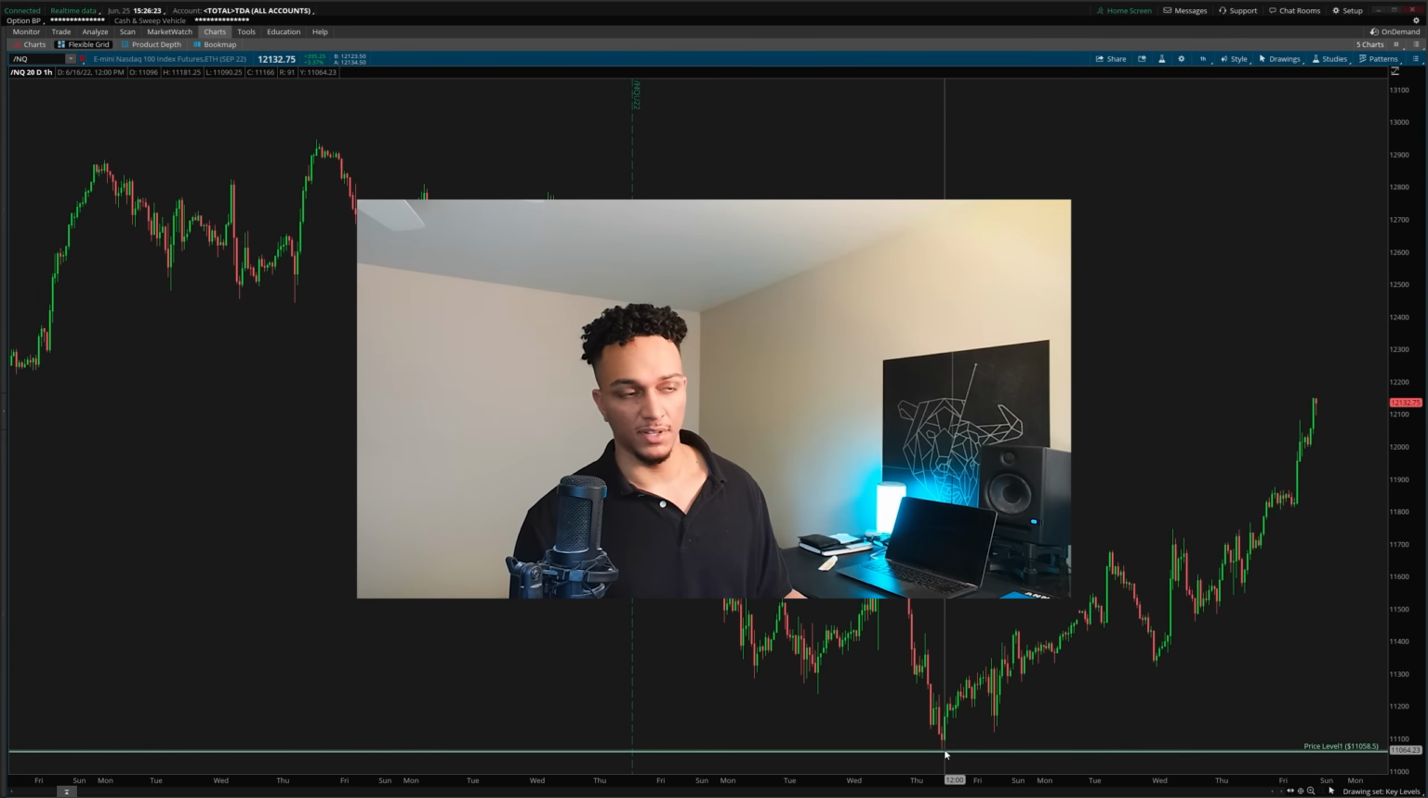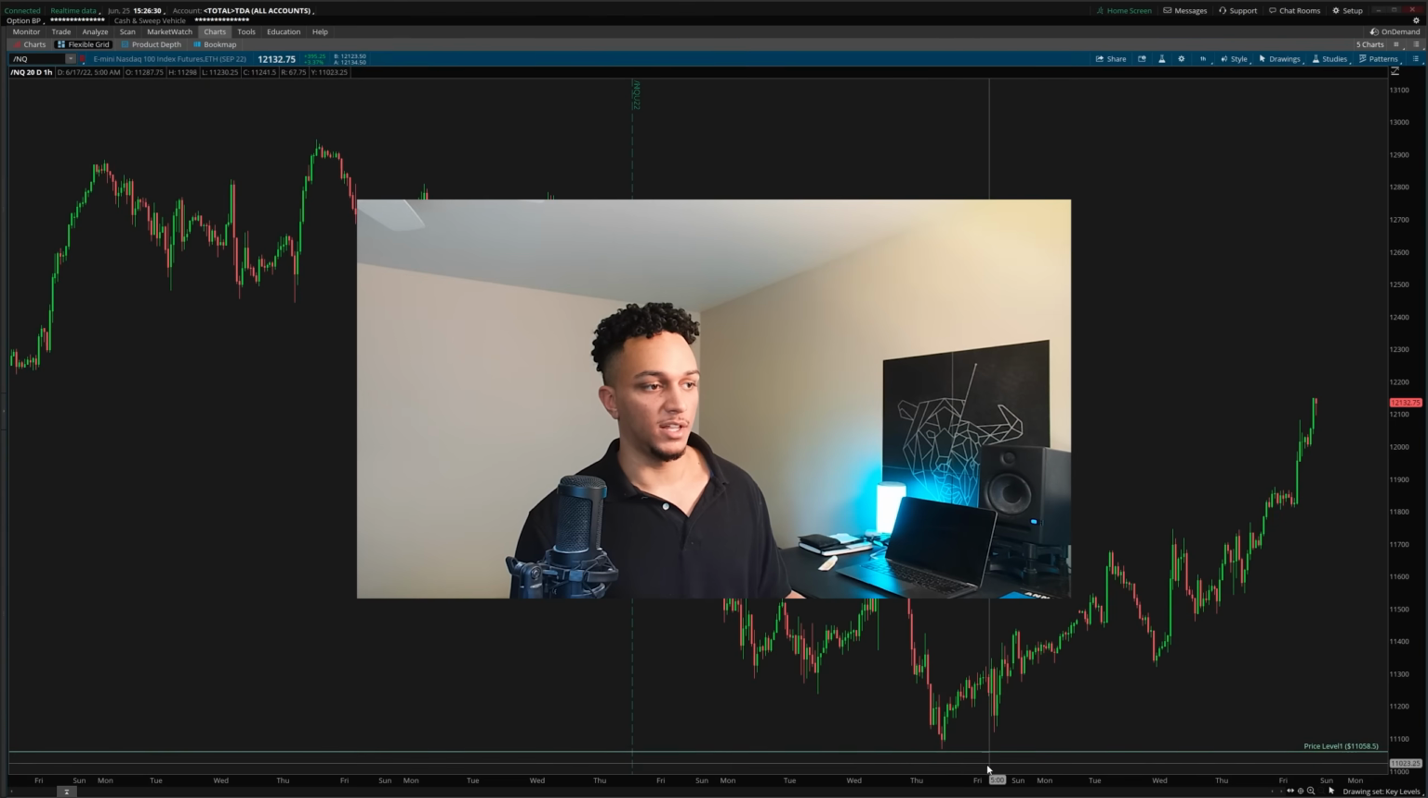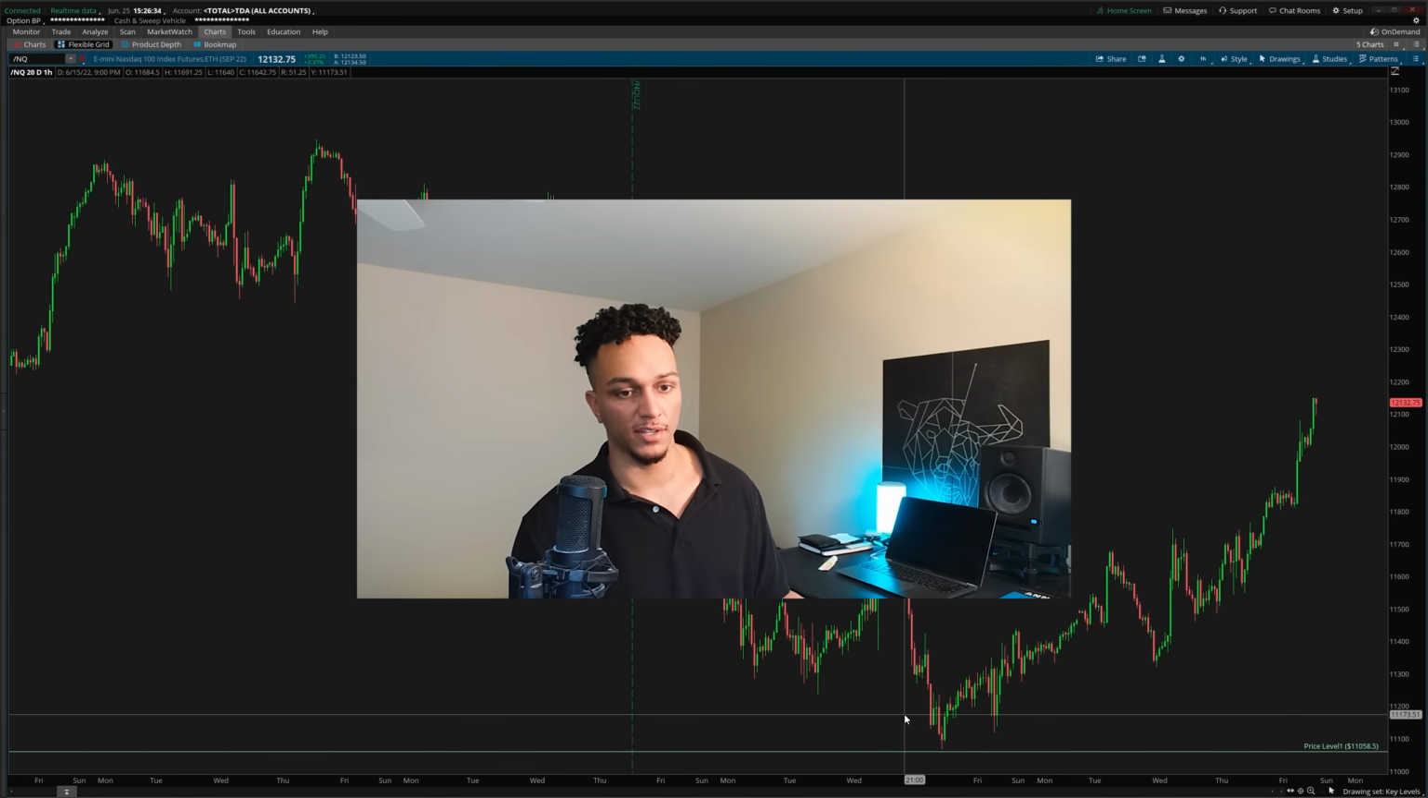But look at how perfectly this key level is. And if you had this level on your chart, you may have been more cautious trying to short down here, knowing there's a huge key level that's been respected as support, tested as resistance multiple times going back 2 years ago.